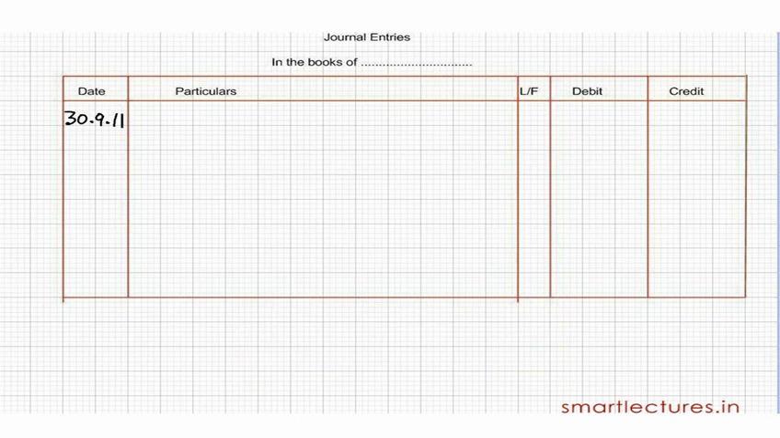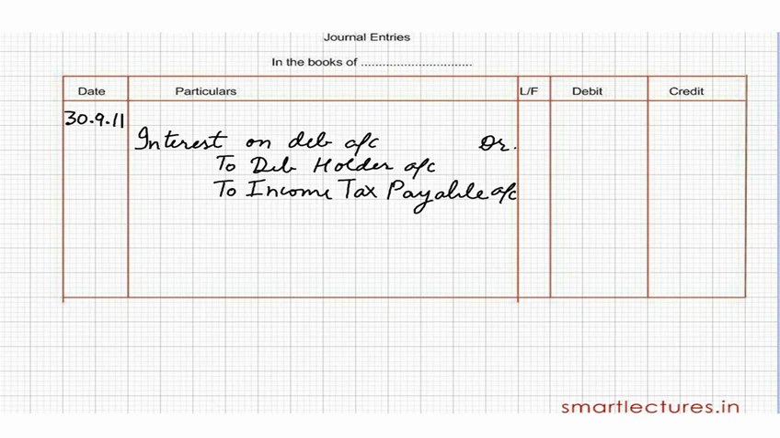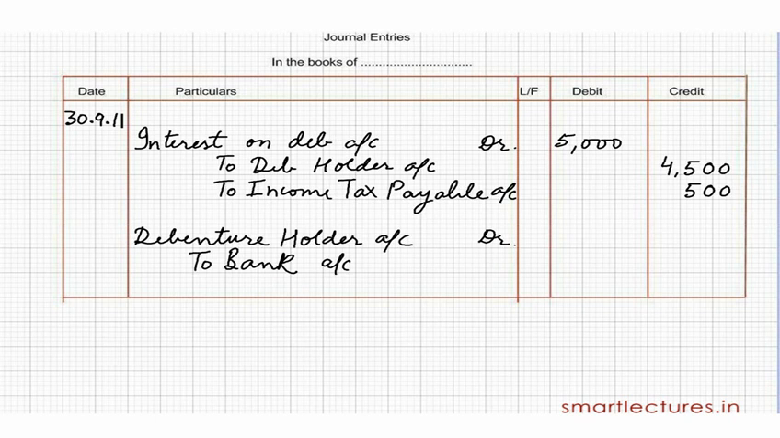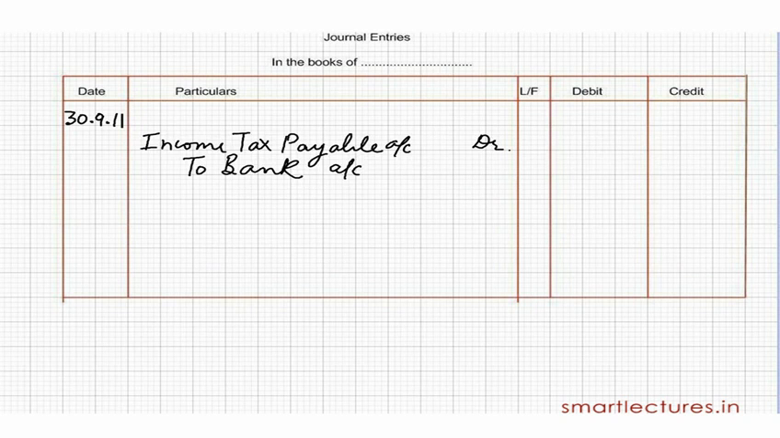Now 30th September 2011. Again the same thing. The interest is due today for 6 months. That will be interest on debentures account debit to debenture holder and income tax payable account. The amounts will be 5,000, 4,500 and 500. And debenture holder to bank account 4,500. Income tax payable account debit to bank account 500 rupees.